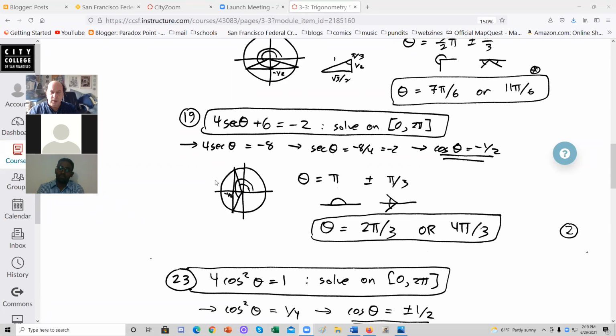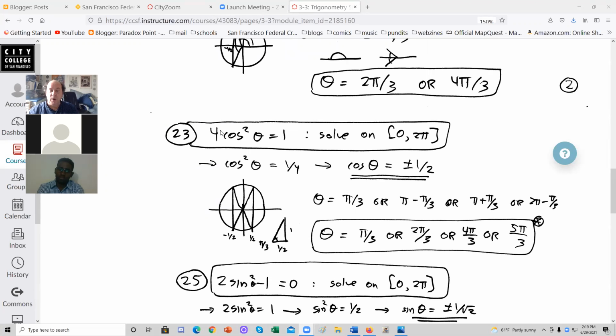So we're going to have a straight angle, pi radians like this, plus or minus pi over 3. So the solution is 2 pi over 3 or 4 pi over 3. Those are the solutions in the unit circle. Now, again, you can add integer multiples of 2 pi for the general solution.